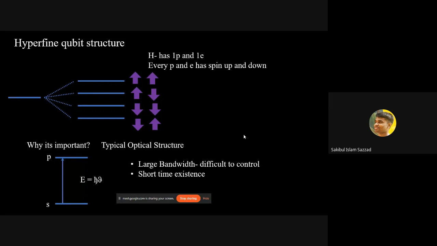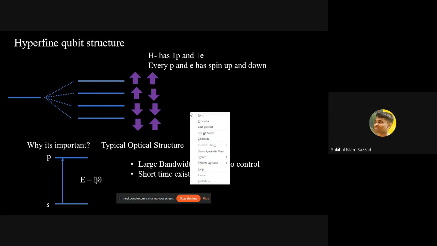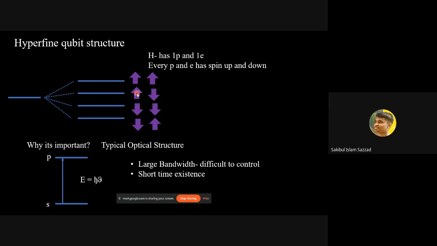Yeah, that's where I was stopped. Basically, hydrogen has one electron and also a proton. Every electron and proton has spin up and spin down. Actually, basically, it's a different combination of spin up and spin down. Second, a different combination of proton spin up and electron spin down.